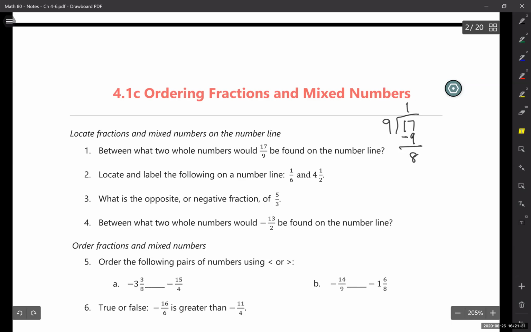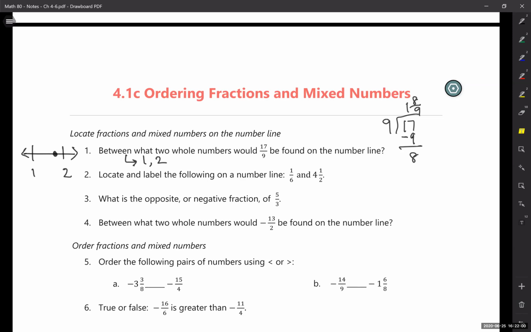with 8 left over. So if I was to put this on a number line on the left here, so we have enough room for all the problems, I can see I have 1 and 8/9. So that's bigger than 1, but it's less than 2. So our number would be right about here. And the answer to the question they're looking at is between 1 and 2.